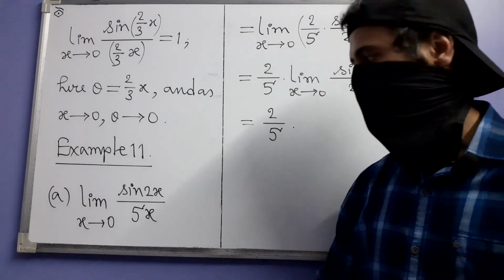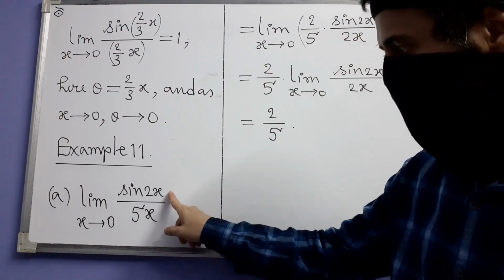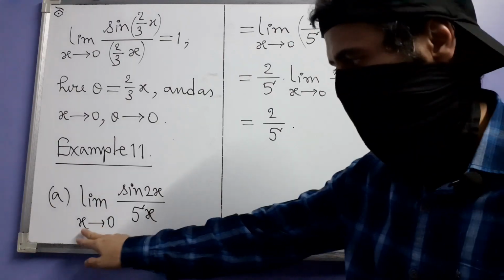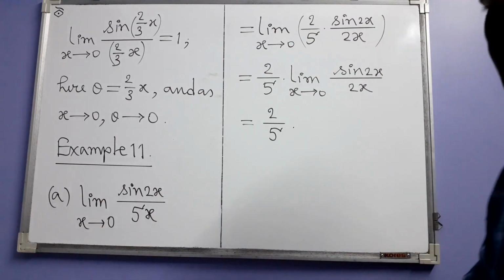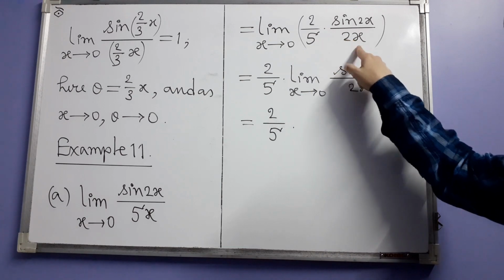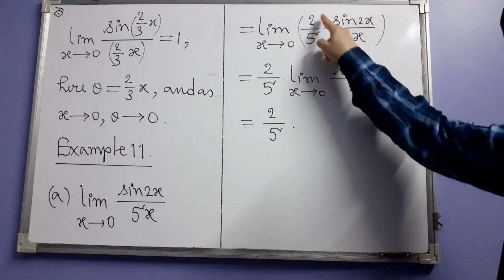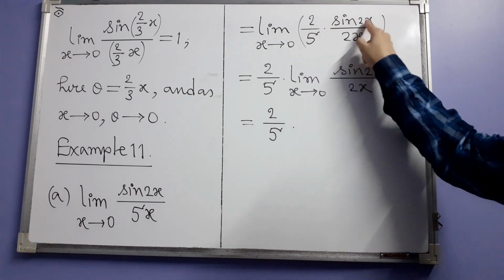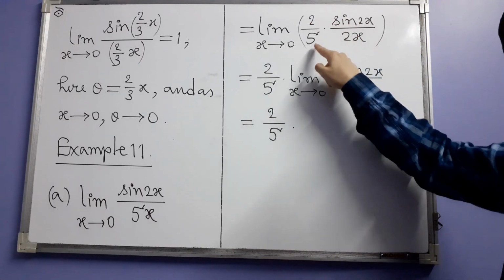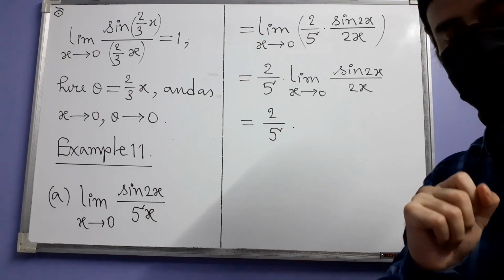Example 11, and the limit here is the limit of sin 2x divided by 5x. It's not 2x anymore, but of course x approaches 0. So we make it 2x, and to do that we write the given function like this: 2 divided by 5 times sin 2x divided by 2x, so that after cancelling this 2 and this 2, you have 5x in the denominator.